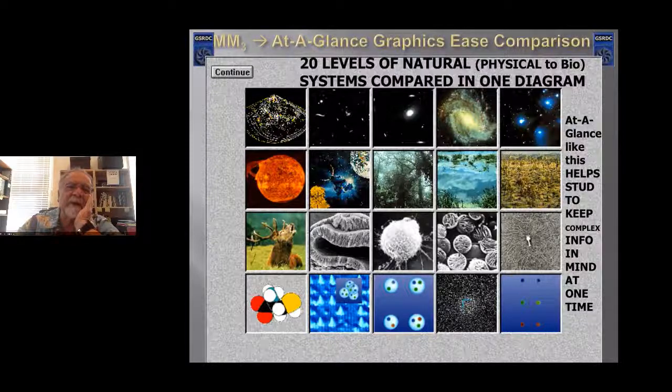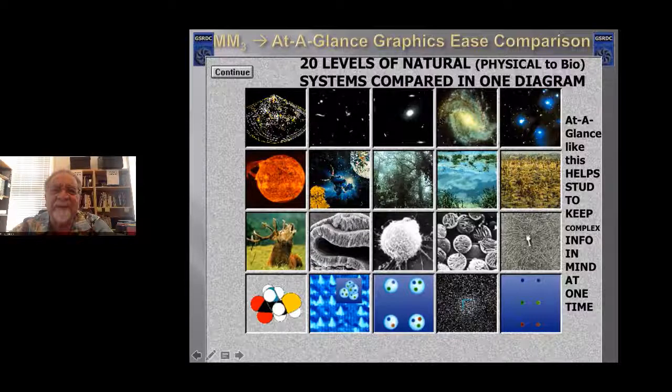This is an at-a-glance graphic. It shows all of the levels of hierarchy from electrons, electron fields, and quarks and leptons, all the way up through the biological levels, ecosystems, into planetary systems, stellar systems, clusters of stars, galaxies, clusters of galaxies, clusters of clusters of galaxies, and then the wall.